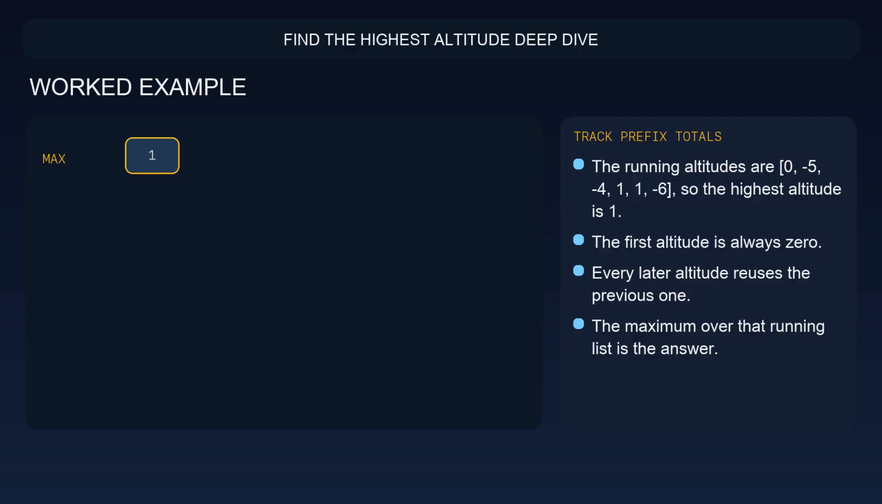So the walkthrough goes in order. First, the first altitude is always 0, then every later altitude reuses the previous one, and finally the maximum over that running list is the answer.